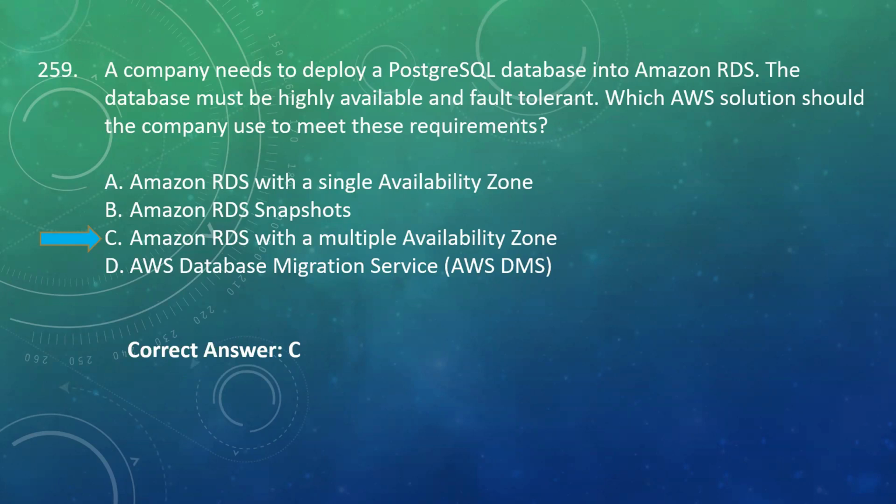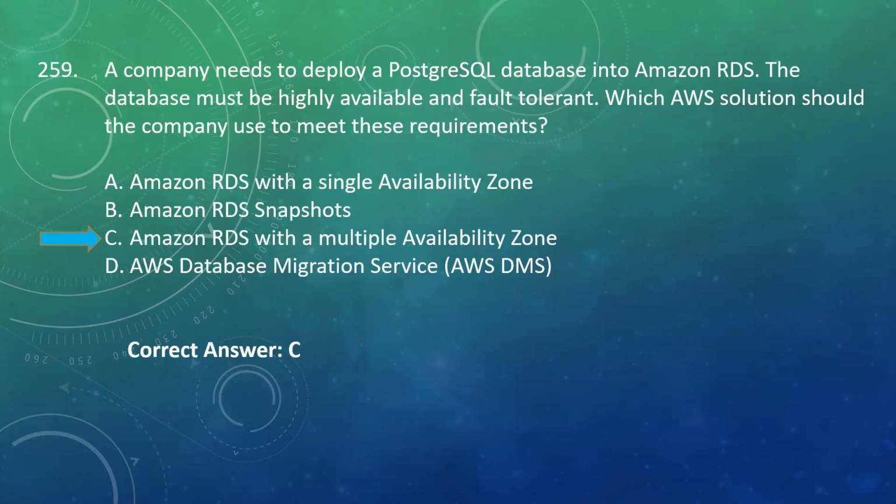The other options, which is Amazon RDS with a single availability zone, does not provide the same level of fault tolerance as multi-AZ deployment. If the availability zone where the database is located experiences issues, there may be downtime. So this will not meet the requirement of a highly available and fault tolerant database.